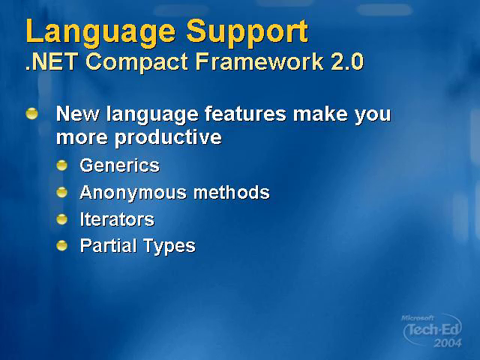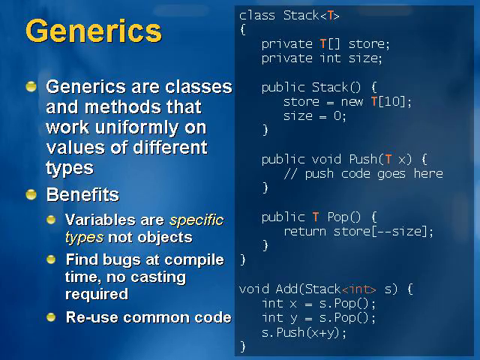Now, language support. In version 1 of the Compact Framework, we supported C# and Visual Basic.NET as the two languages to target the Compact Framework. And nothing has changed. We still have full support for Visual Basic.NET and C#. But these languages have added a whole bunch of cool new features in the Compact Framework v2 and Visual Studio 2005 timeframe. Among them, generics, anonymous methods, iterators, and partial types. So let's drill into this just a little bit.